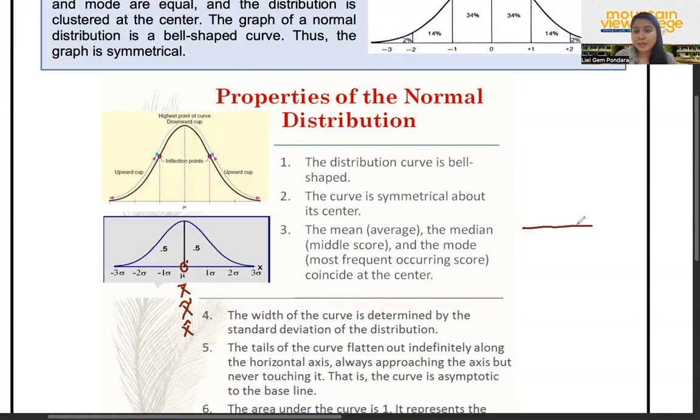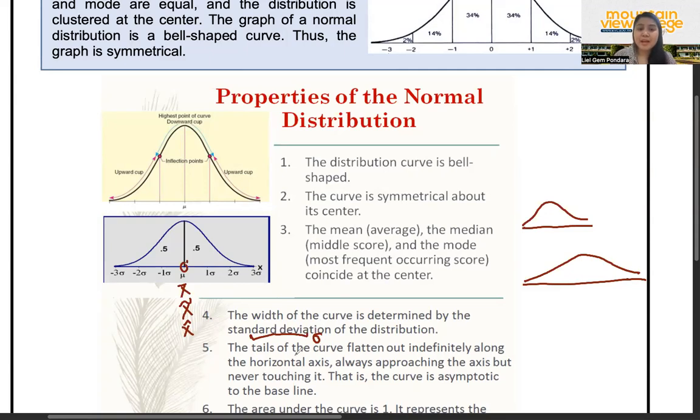A curve can just be small or it can be very wide. It depends on the standard deviation. Remember before we have the sigma, right? What is the sigma? It's a standard deviation. How wide is the gap from one score to another?